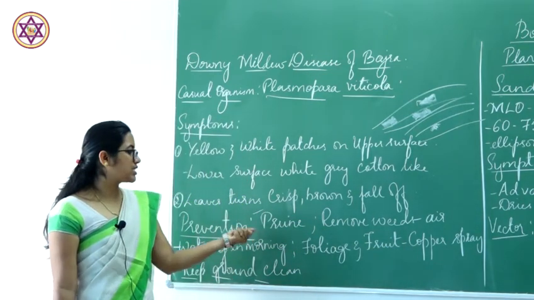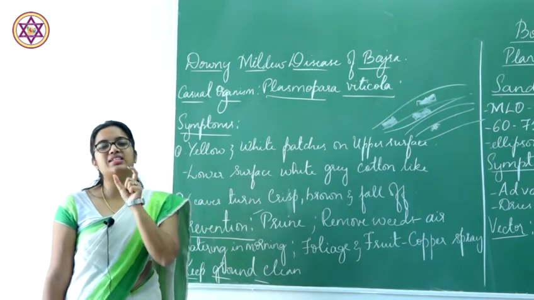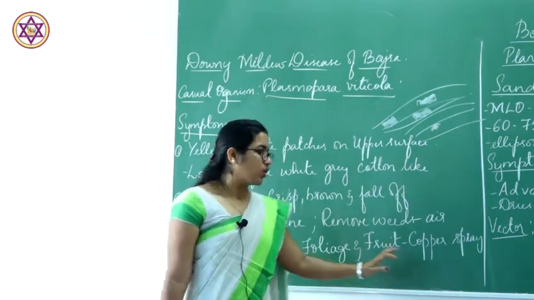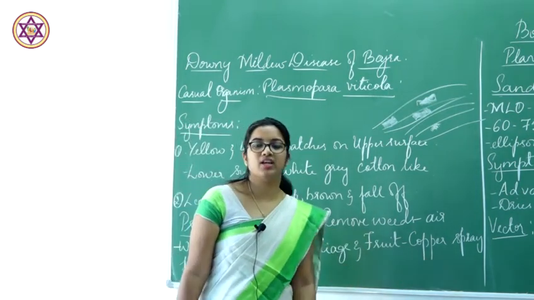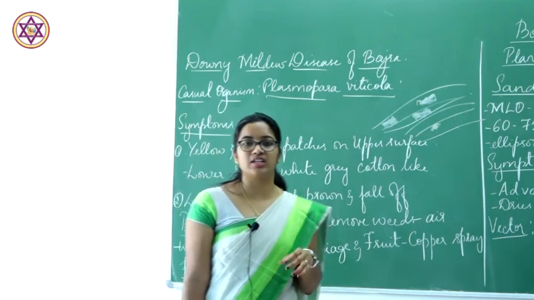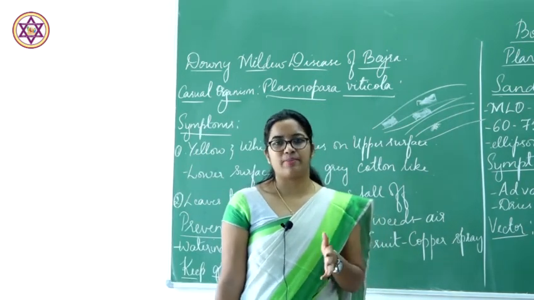When I described the symptoms, they were seen only on the leaf. So we are going to spray the fruits and the leaf with the copper spray, so that we prevent the fungal infection, its proliferation, and also the damage to the plant.